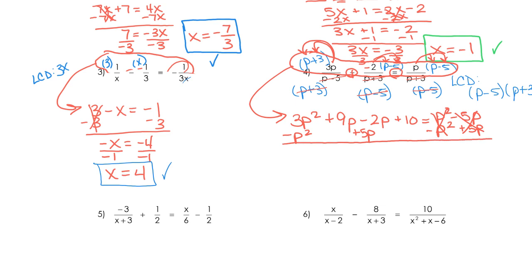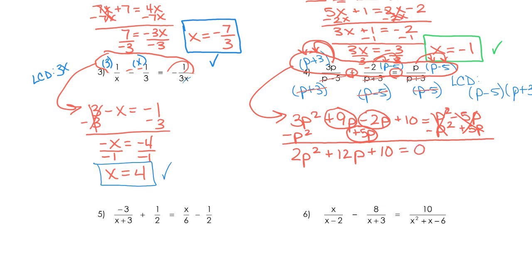Okay. 3p squared minus p squared is 2p squared. I have a 9p minus 2p, which is 7p, and 7p plus 5p is plus 12p, and then the plus 10. And we are equal to 0. So now we're in good shape to factor.